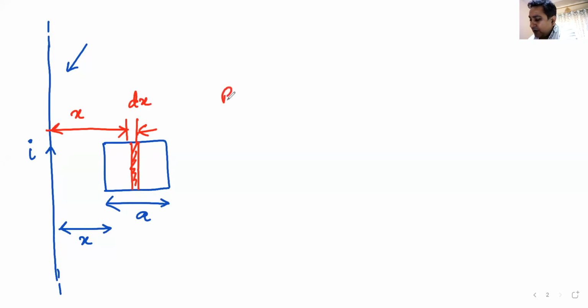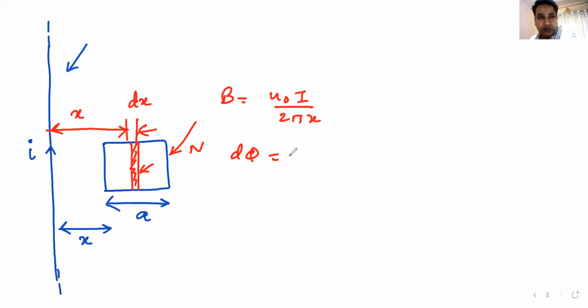The magnetic field here will be equal to mu naught I by 2 pi x. Yes or no? If I say that the number of turns in this coil is n, you find a small flux through this small segment. It will be B into A, angle is 0. So it becomes mu naught I by 2 pi x, area is A dx, and the flux is multiplied by n because there are n turns.